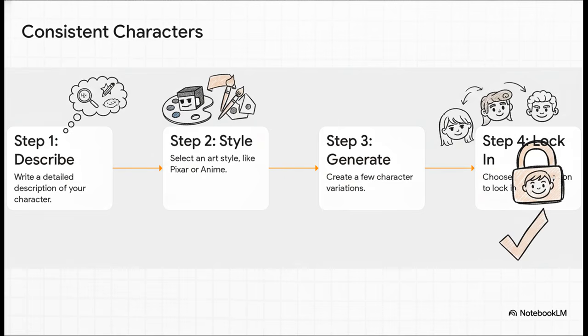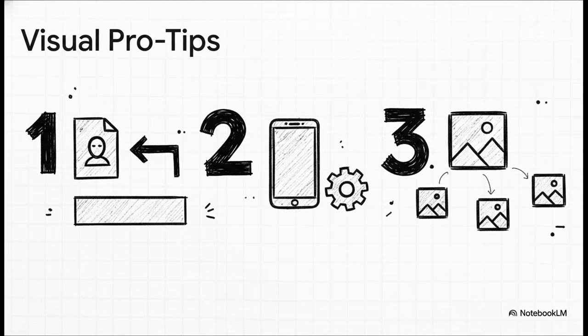The AI will spit out a few versions. You just pick your favorite, and then this is the magic part. You lock in that character. From that moment on, the AI knows exactly who you're talking about for every single scene you create. Problem solved.